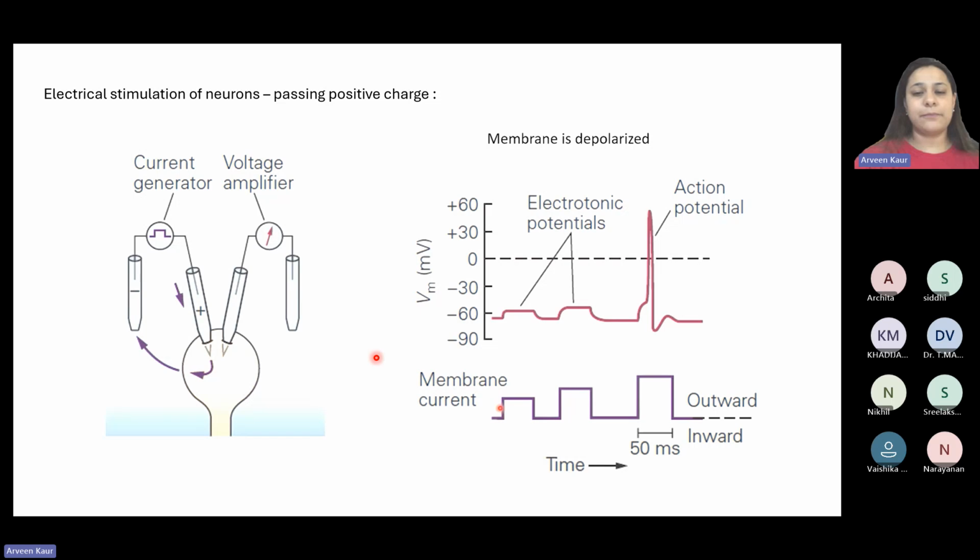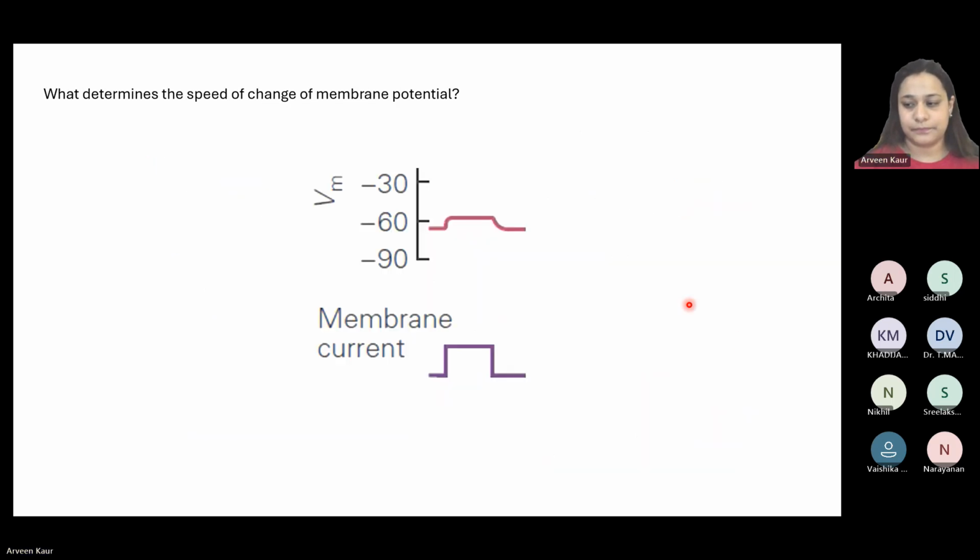If we were passing positive current instead of negative current, like as I said, there will be depolarization or reversal of this polarization. That is, the value will start going more towards the positive side, right? And this is what it will look like. So we will call it the membrane being depolarized.